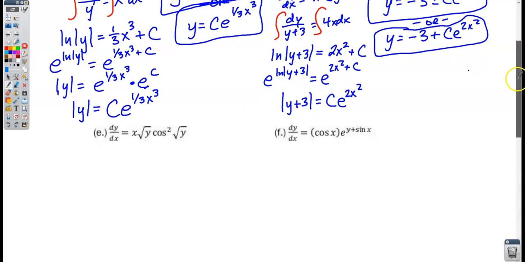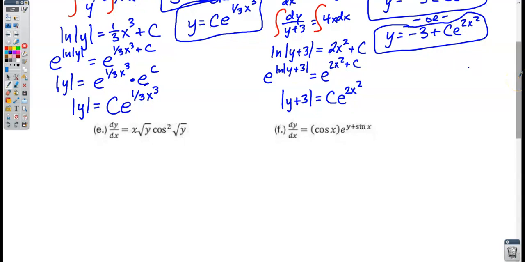Alright, so let's go ahead and move on to E. dy dx equals x times the square root of y times the cosine squared of the square root of y. And so we see that we've got a function of y over here, and we want to separate our variables, get our y's and our dy's over on the left-hand side, and our x's and dx's on the right. So I'm going to multiply both sides by dx, which is going to give me x dx on the right-hand side.